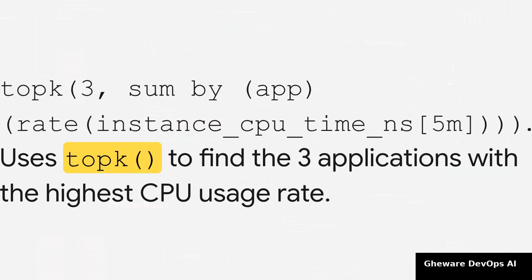Ever need to find your resource hogs? This pattern is a lifesaver. It uses a function called topk to find, you guessed it, the top 3 results. Inside, we're calculating the CPU usage rate, summing it up by application, and then topk just hands us the busiest 3. This is incredibly useful for capacity planning and troubleshooting.